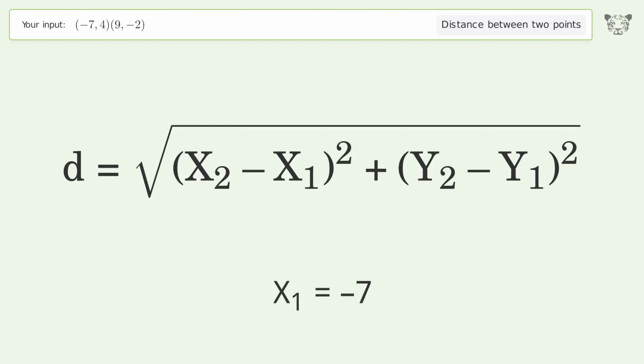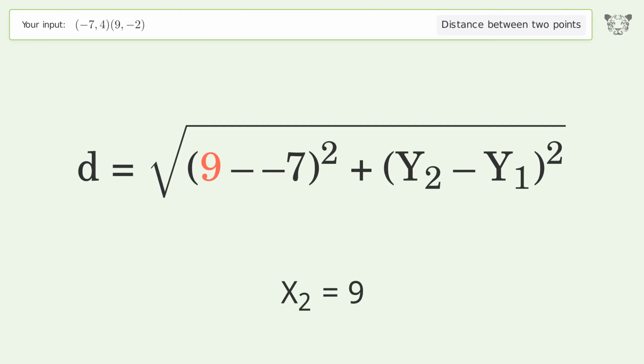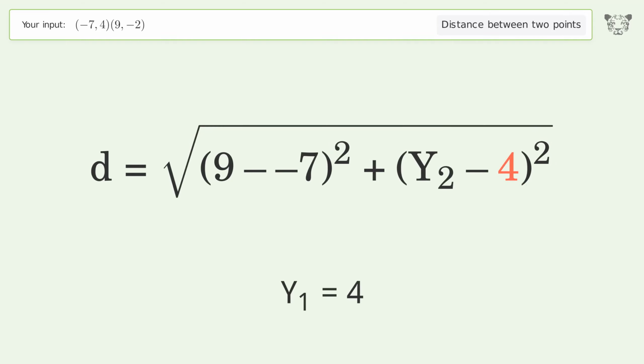x1 equals -7. x2 equals 9. y1 equals 4. y2 equals -2.